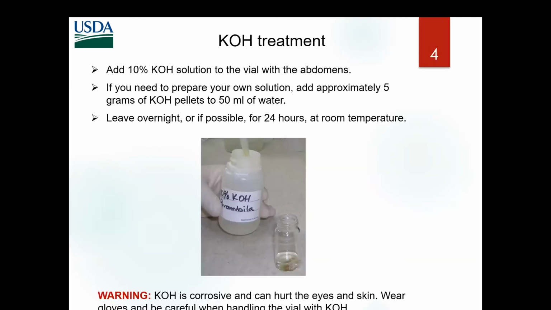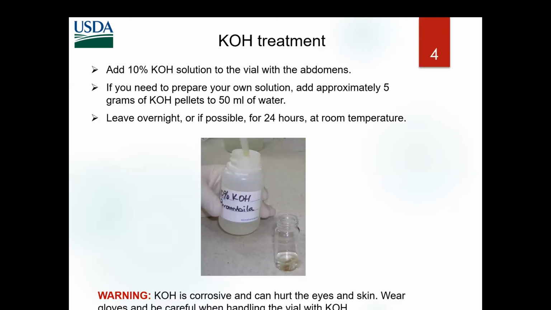On the next step, you're ready to add 10% KOH. I assume you already have your solution. If you only have pellets, you can make a solution, but make it a few minutes, like 15 minutes before you add it to the vial, so that the pellets dissolve.